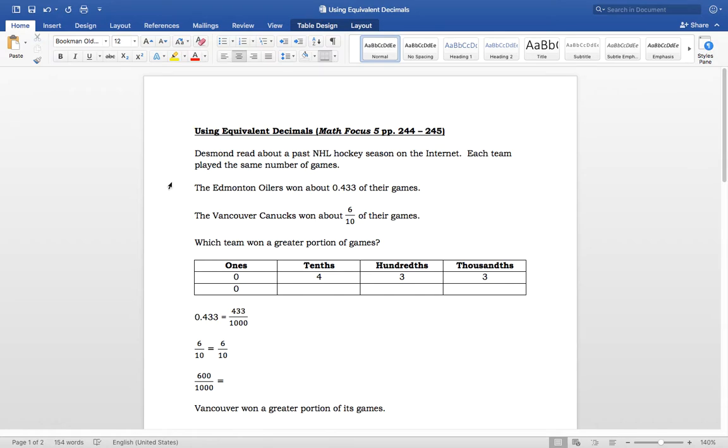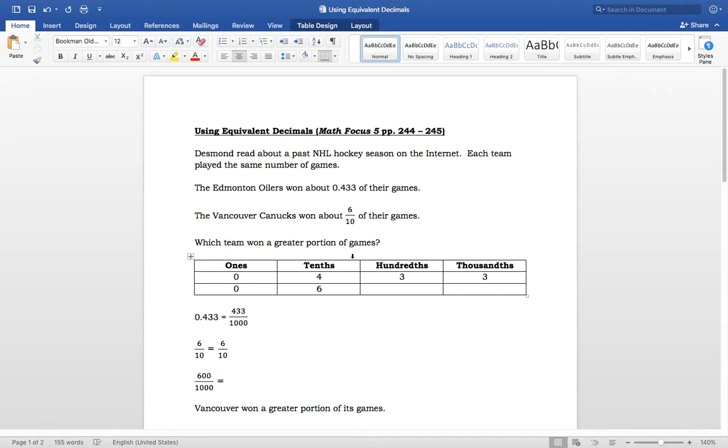It's a little difficult to compare, so we need to bring them on the same playing field at the same level. So I'm going to take my Vancouver Canucks fraction of 6/10ths and I'm going to put it into a chart. So 6/10ths is 0.6. Still, I need to compare 6/10ths to 433 thousandths. I have it as a decimal, but they still don't really match.